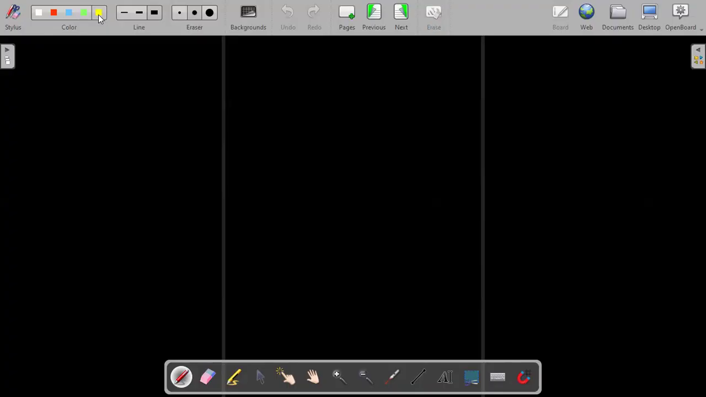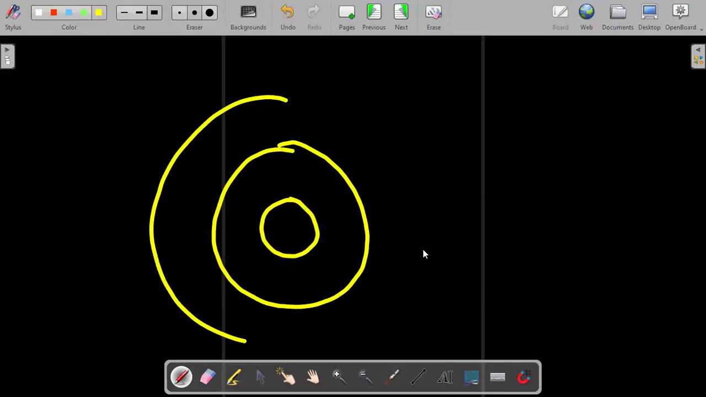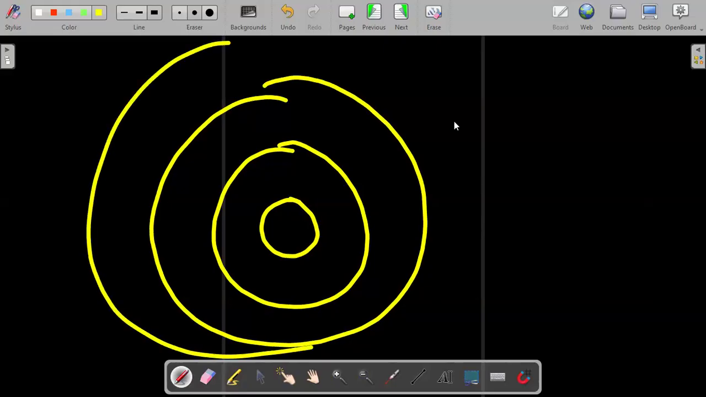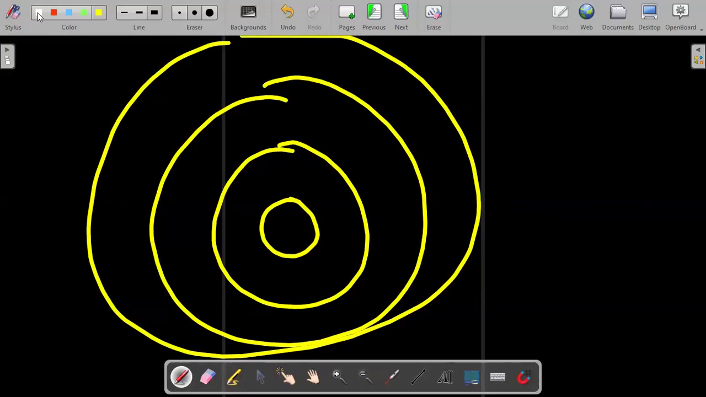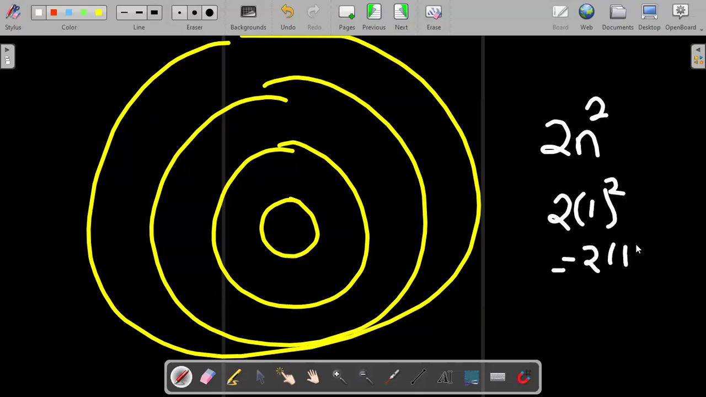Now this is how a shell looks like. They are circular, like a sphere. The standard is, well, it's not standard anyway, they have a method of finding it: 2n squared. So if n is 1, I'm going to have 2(1 squared), 1 squared is 1, and 2 times 1 is 2. That's why they said the first electron shell must have 2 electrons.